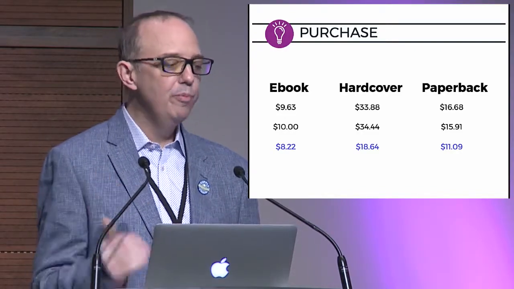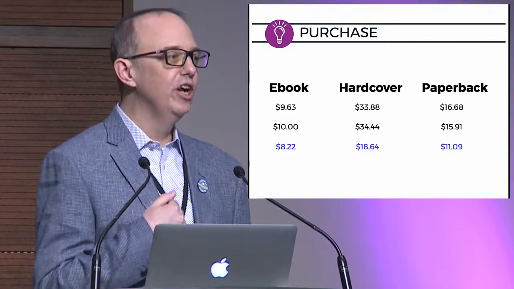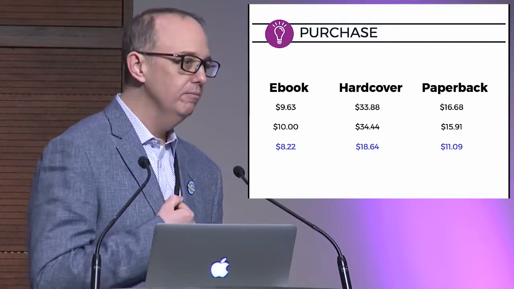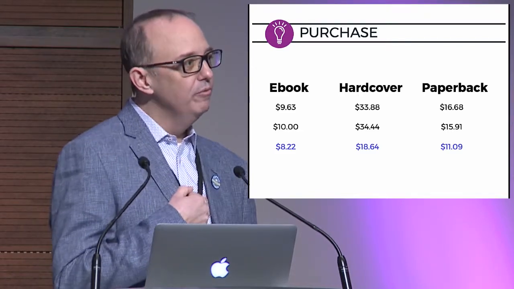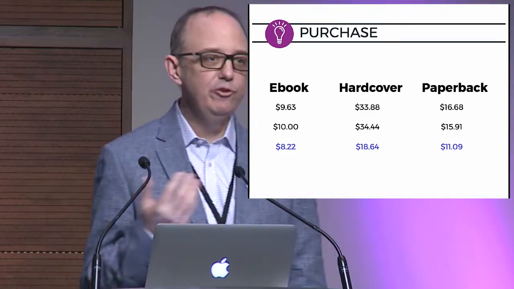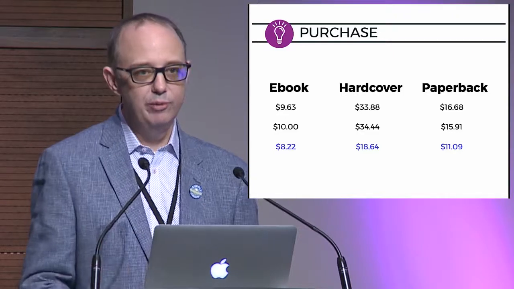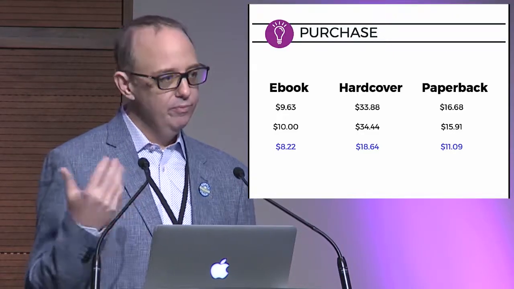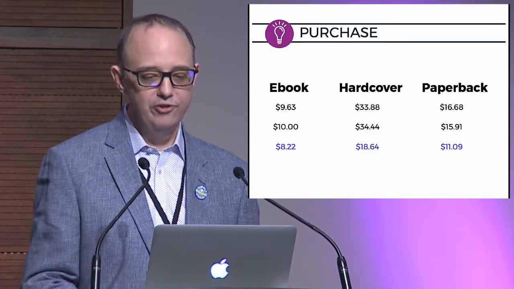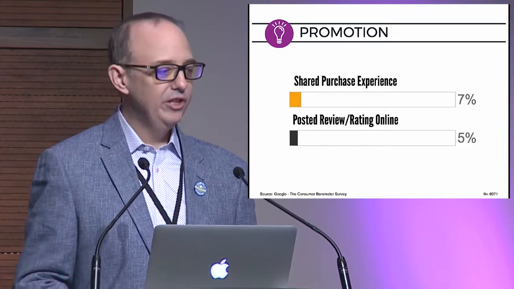And then the kind of purplish row, that's what consumers are telling us they're paying for those books. So this is at the till with discount. So about $8.22 for an ebook, about $18.64 for a hardcover, and about $11 for a paperback. So it's an interesting thing to monitor and watch. So back to Google Barometer.